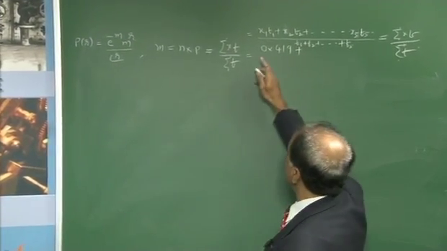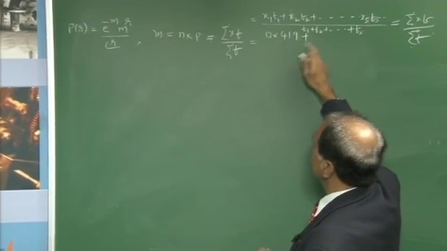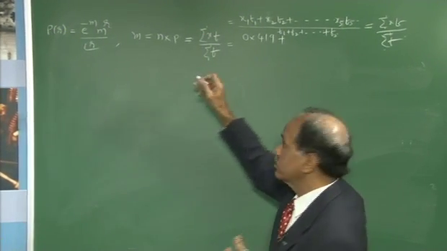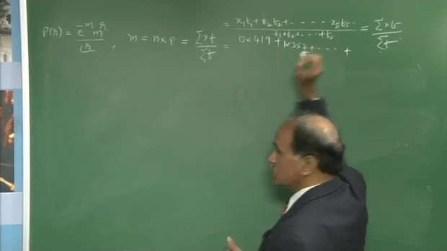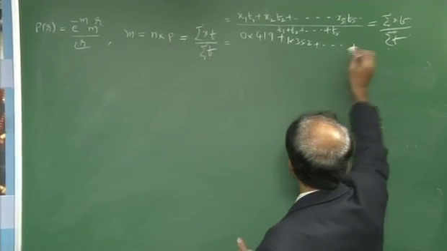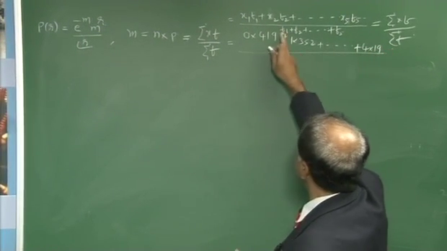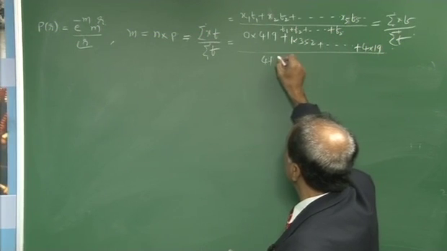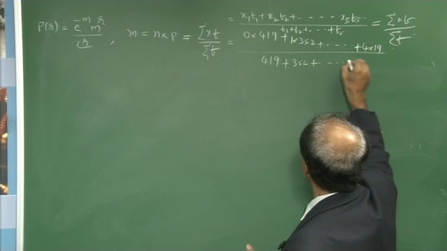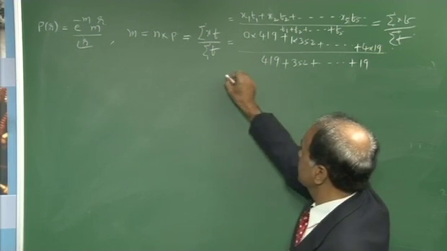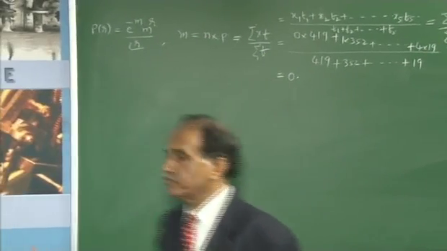Now, taking each value in that sense, x1 f1 is 0 into 419. The next is 1 into 352, plus so on, likewise 4 into 19, divided by the sum of all the values, that is 419 plus 352 plus so on plus 19. This value comes to be 0.4049.